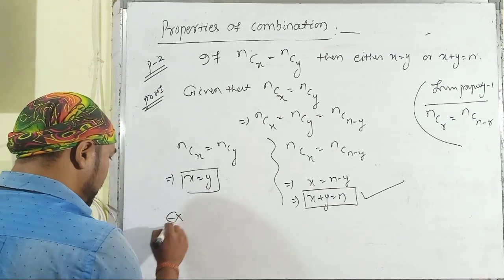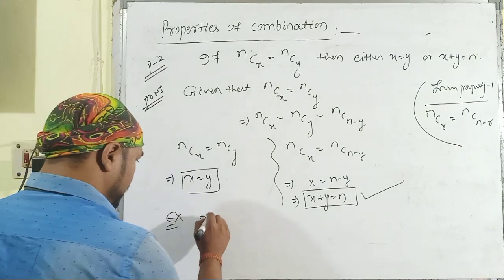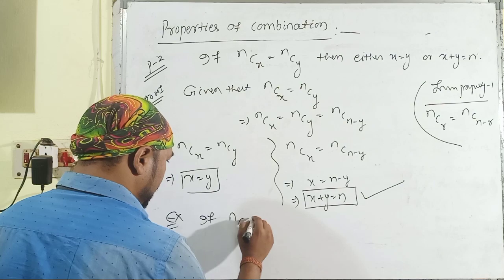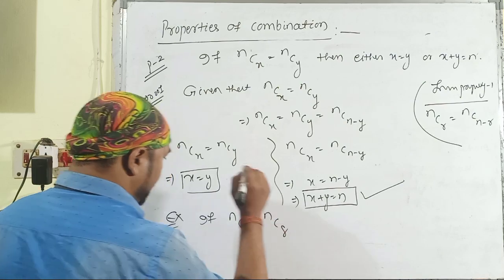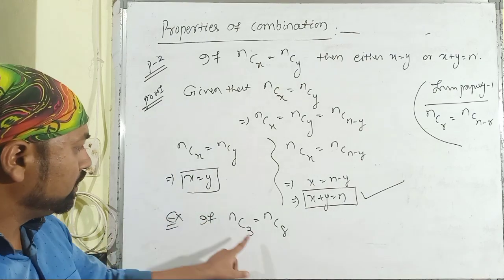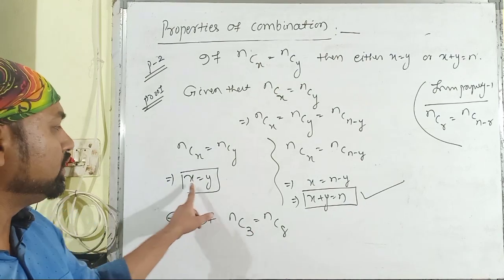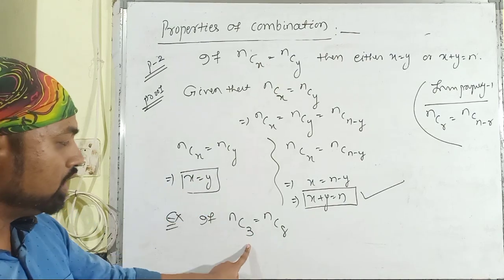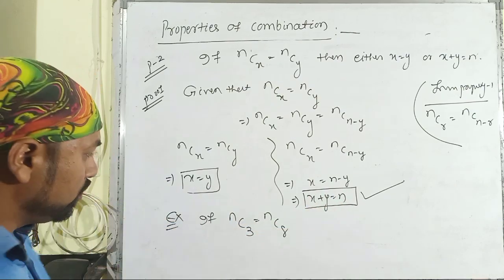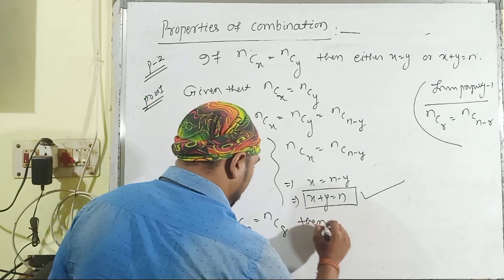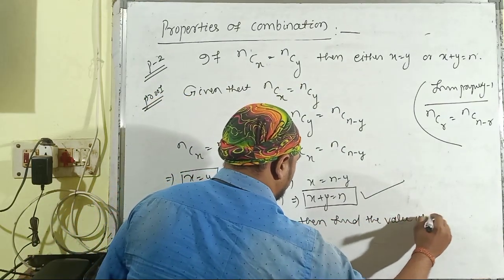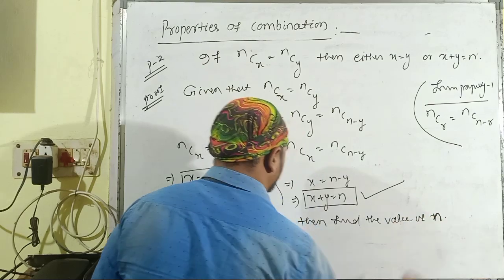Okay, let us go through an example here. If nC3 is equal to nC8, that means you can be sure that here 3 is not equal to 8. That means this case won't happen here. 3 is not equal to 8. That means case number 2 will be there. So then find the value of n. Find the value of n.